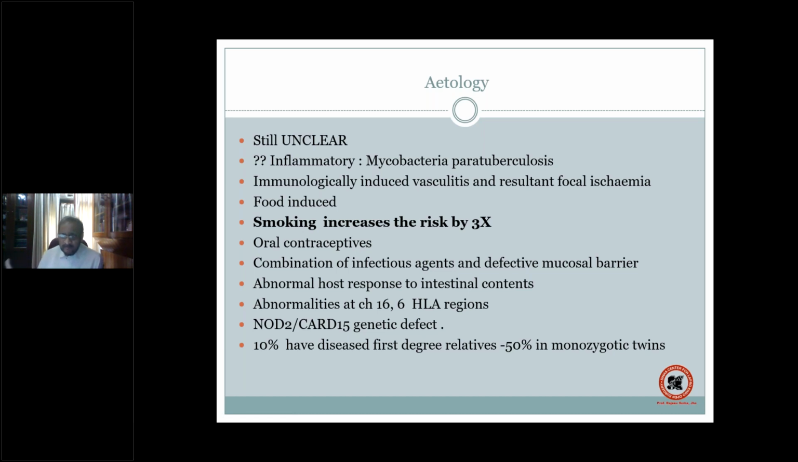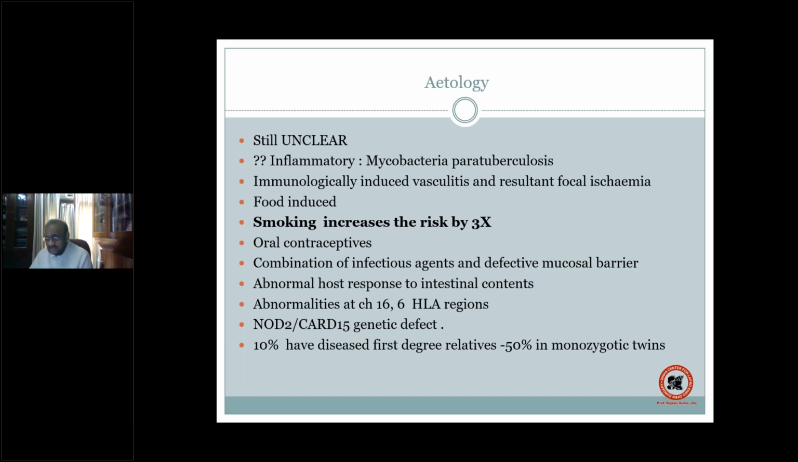Oral contraceptives may or may not. Combination of infectious agents, defective mucosal barrier, probably yes. Abnormal host response to intestinal contents, probably yes. Abnormalities of chromosome 16 and HLA regions have been found. Then genetic defects have been identified in a few Crohn's patients. And that it does have a genetic basis is also borne out by the fact that 10% of patients have a first degree relative with the disease.